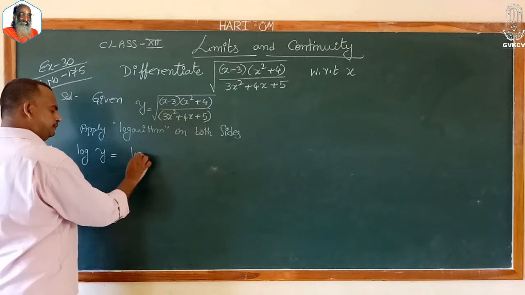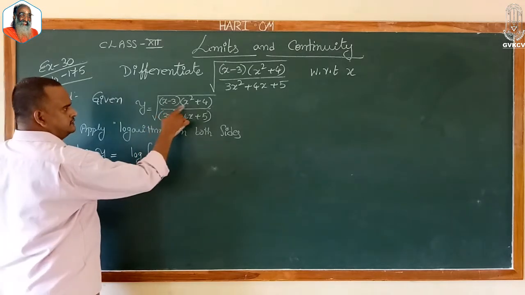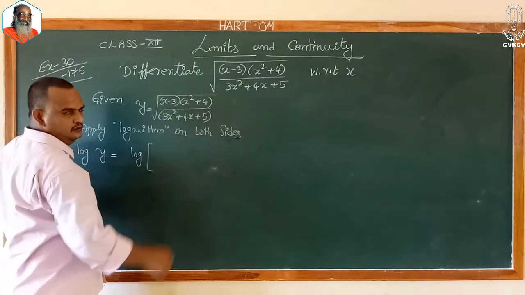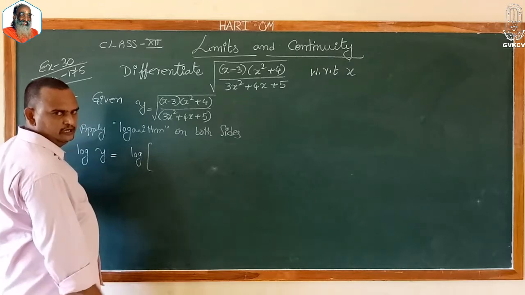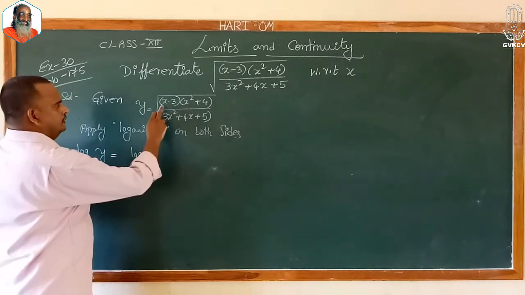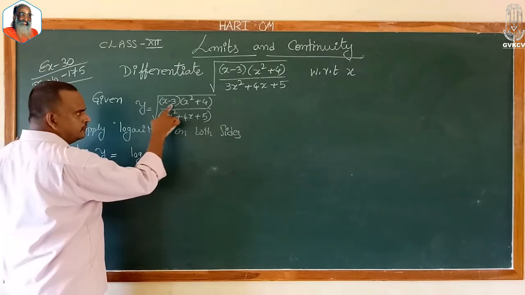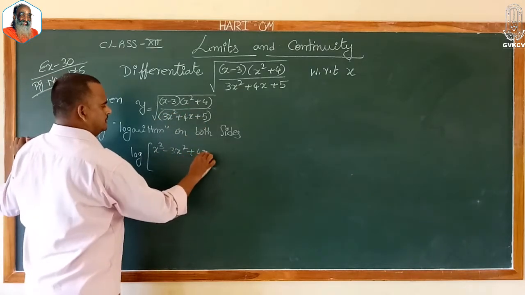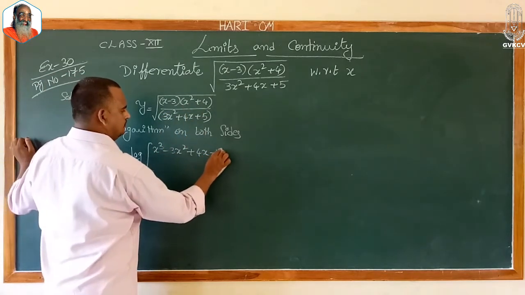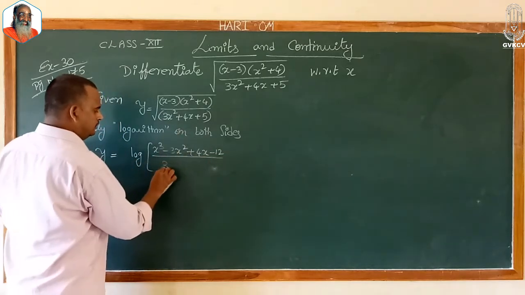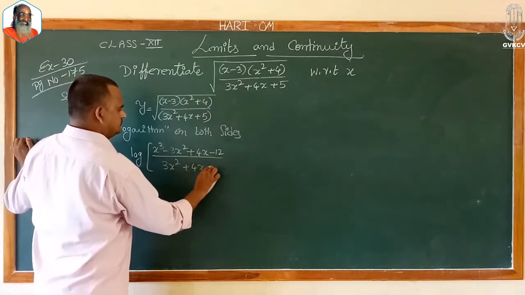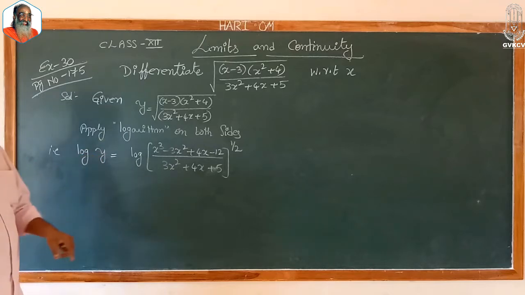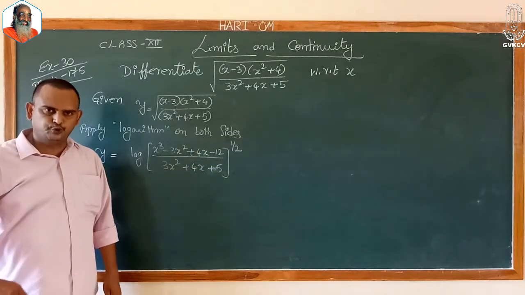Let us multiply these two now so that your calculation will be very easy. Otherwise, you need to go for the uv product, uv multiplication. Instead of that, you can multiply x into x square, x cube, minus 3 into x square, minus 3x square, x into 4 plus 4x, minus 3 into plus 4, minus 12. In the denominator we have (3x square plus 4x plus 5) power 1 by 2. Square root is power 1 by 2.